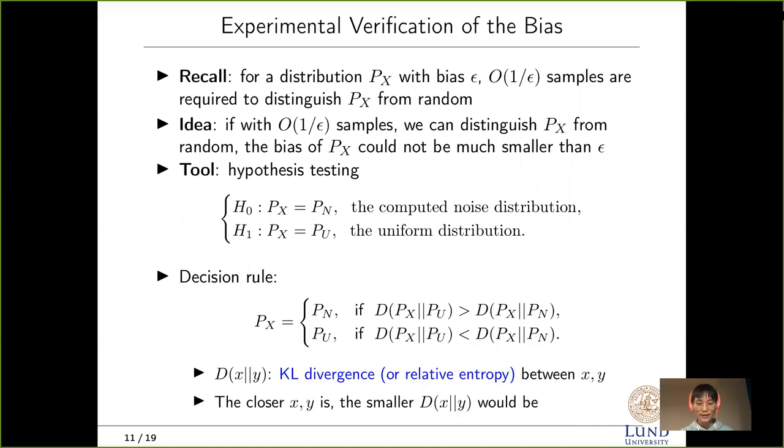The Kullback-Leibler divergence can help to make the decision. The KL divergence between two distributions, X and Y, measures the difference between them, and the closer X and Y are, the smaller the KL divergence would be. So if the KL divergence between the sample distribution and the noise distribution is smaller, it will give the decision that this sample distribution follows the noise distribution. Otherwise, it follows the uniform distribution.